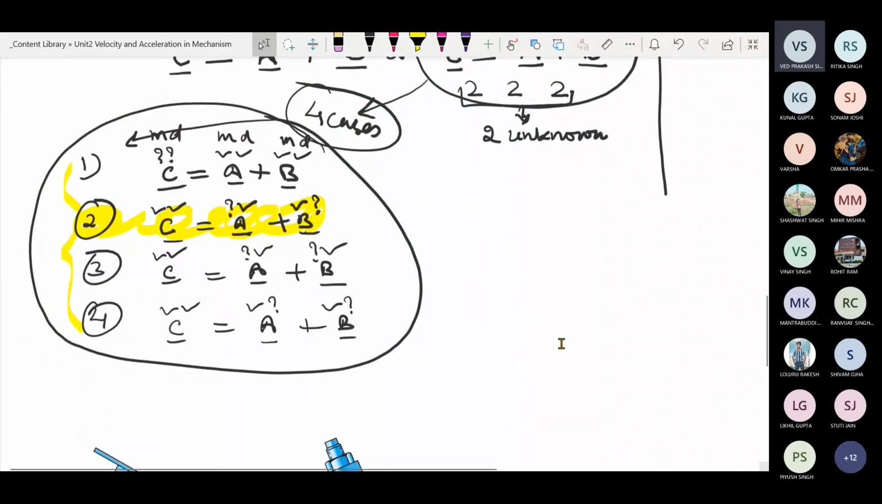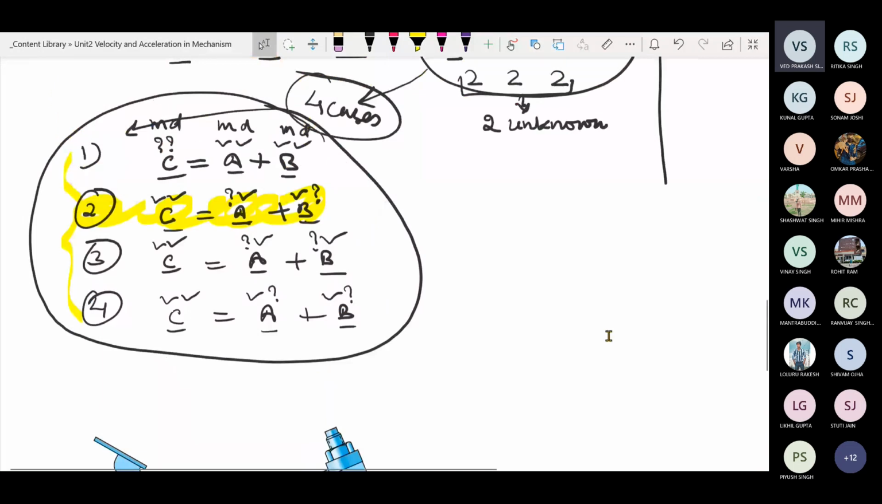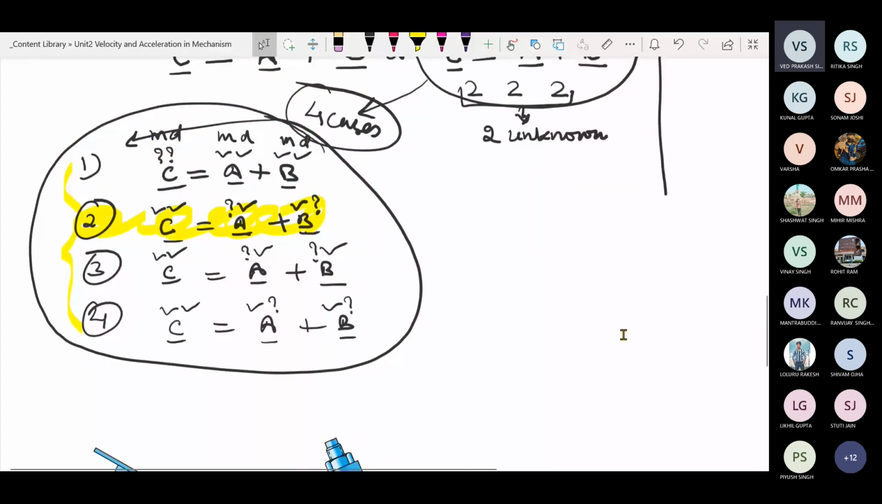Case 1 I have told you, or not? I mean 2 vectors are known to you, the third vector, that is the resultant, you have to find out. So you do this regularly. Okay, so I'm not talking about that one.